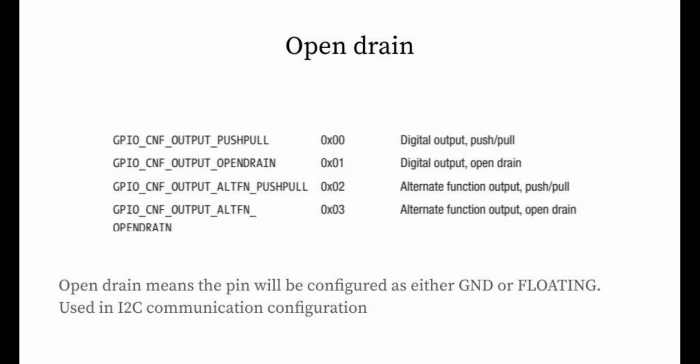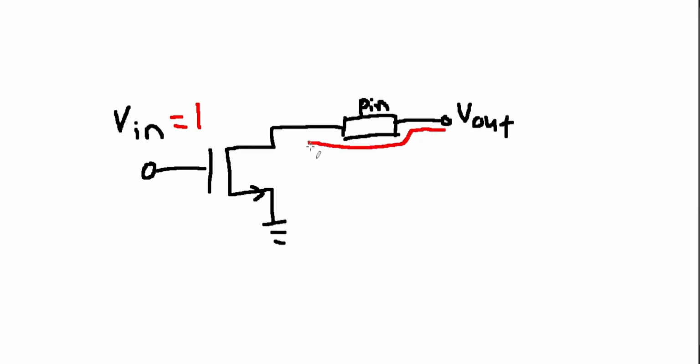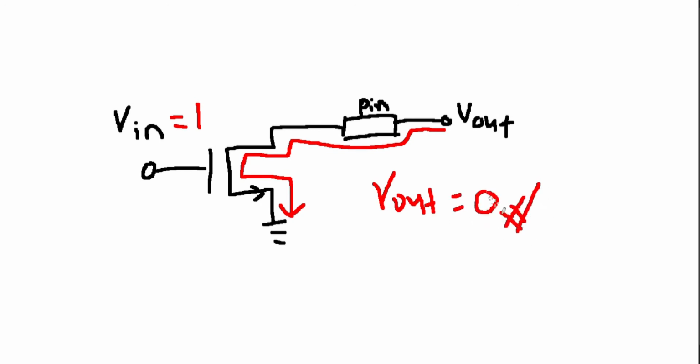Let's take a closer look at this configuration. So, here's a simplified circuit diagram when the pin is in open drain mode. This is the NMOS transistor connected to the pin. So let's imagine that the V in here is set to high initially. This causes the transistor circuit to be switched on and the V out to be shorted to the ground. The output of the pin will then be grounded.